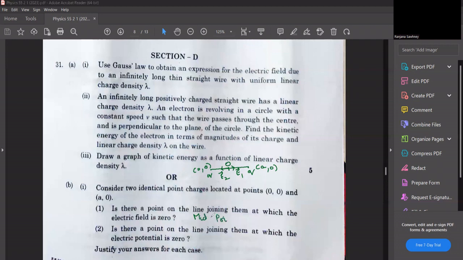Why? Because the electric field is a vector quantity, and due to these two charges, the electric fields will be equal in magnitude and opposite in direction. Electric potential, however, is a scalar quantity. So the potential at the midpoint will not be equal to 0, nor at any point in between.